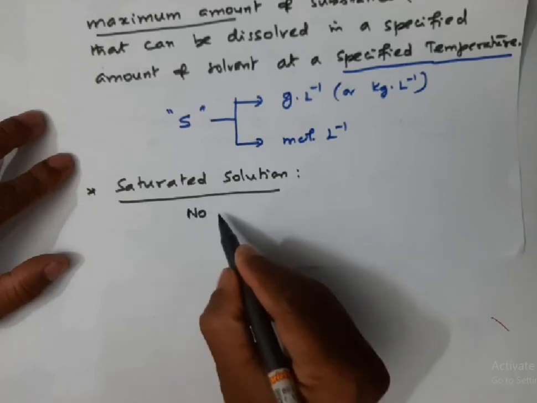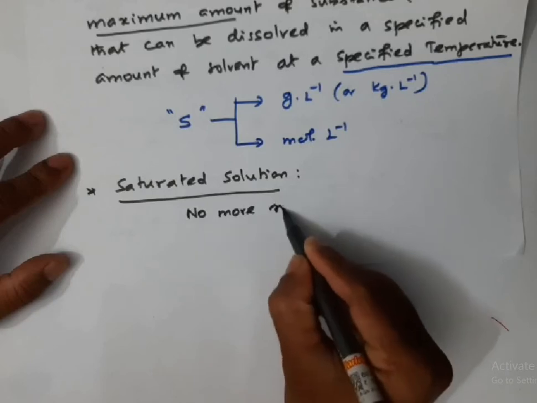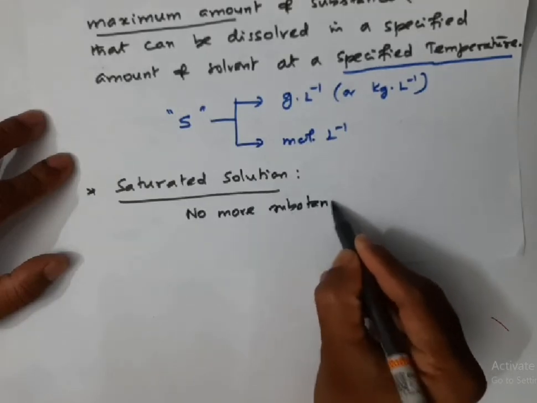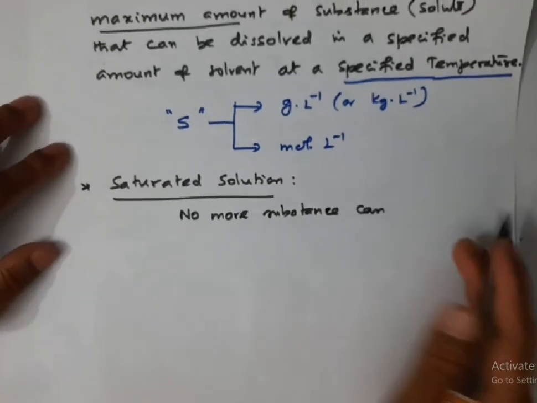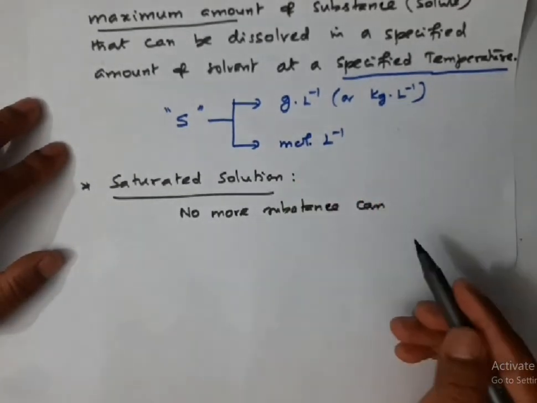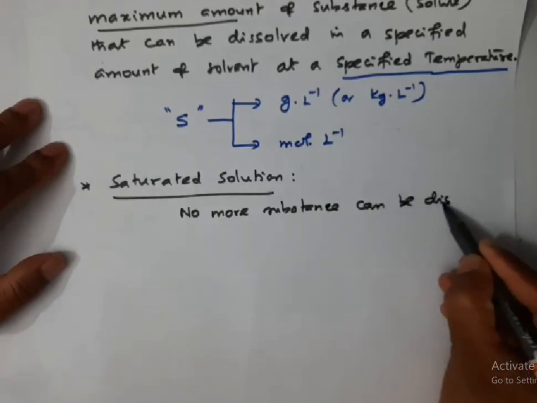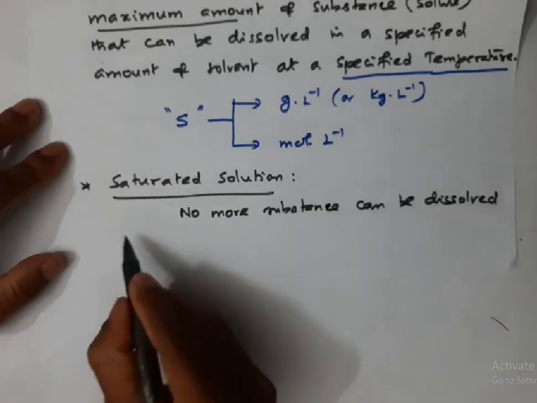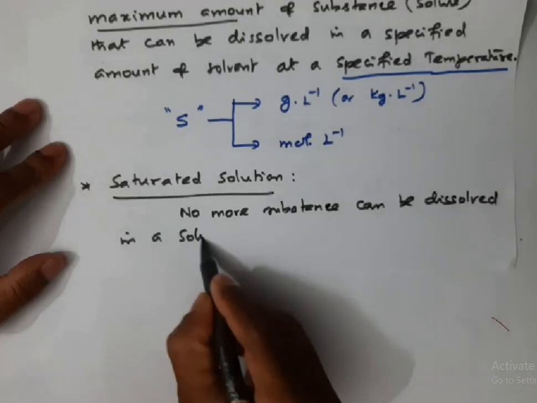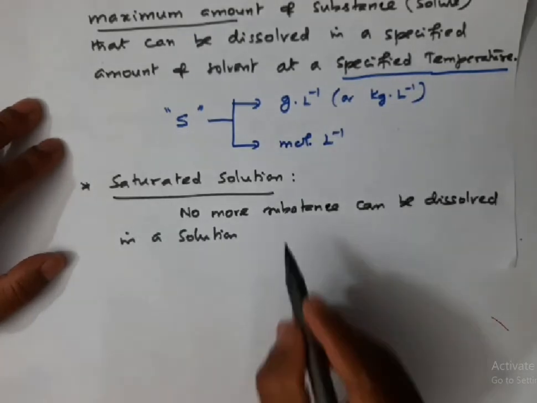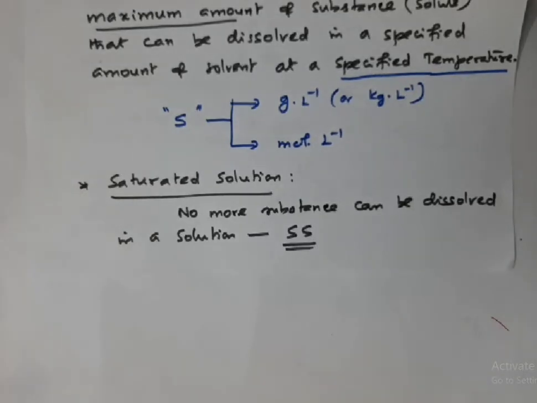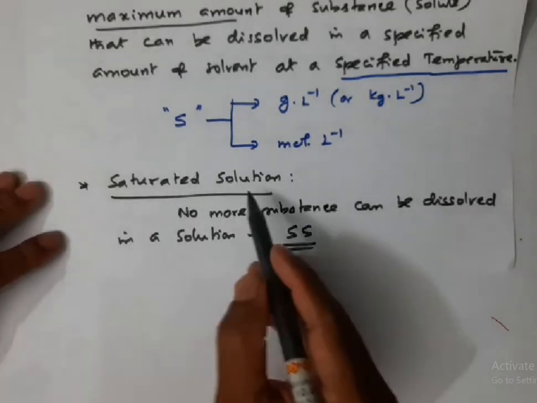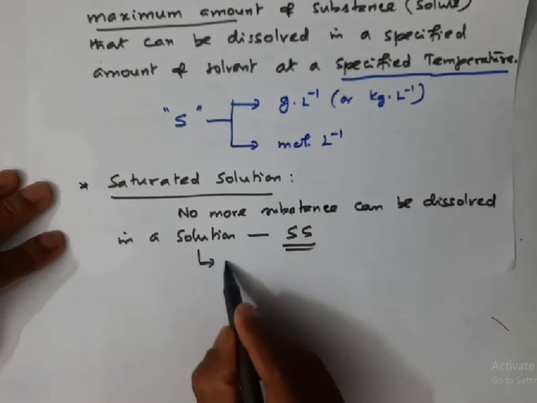No more substance can be dissolved in a solution, since we have already reached the maximum. We call that solution a saturated solution, SS for short. We have reached the maximum amount, but for a saturated solution you must mention the temperature, a given temperature.